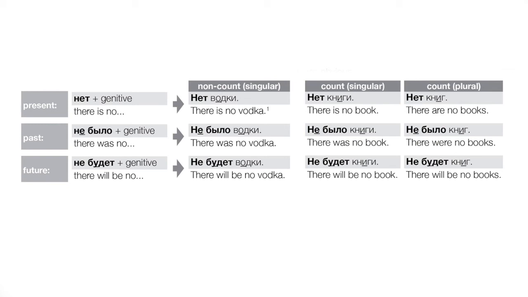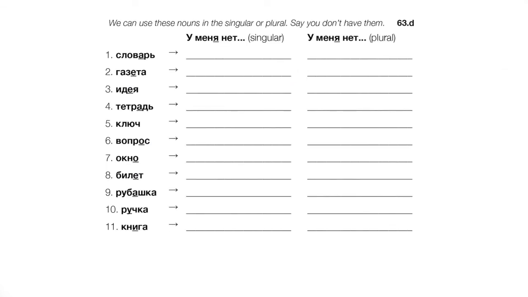Okay, what about count? So now let's look at count nouns. Those could be singular or plural, of course. So how do we say there is no book, singular? Well, that would be нет книги, не было книги, не будет книги. But to make that plural, we can count books, we can have a lot of them, we can have one of them. Here we're negating it and saying there are no books. Нет книг, не было книг, не будет книг. Okay, let's try a few of these in the singular and plural. Here we're practicing genitive singular and genitive plural.